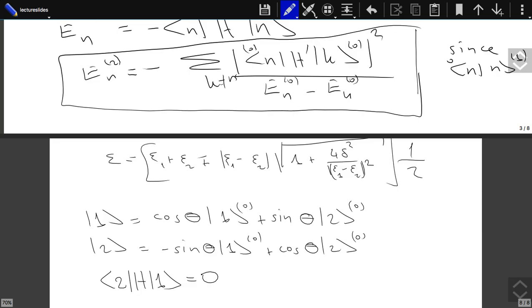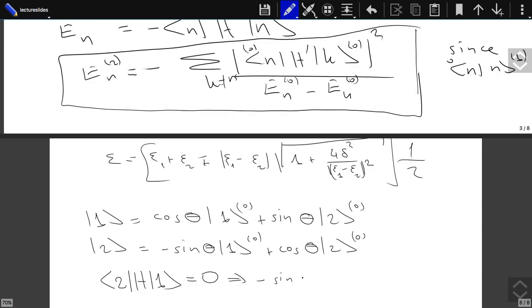Why? Because H acting on state 1 will give you some energy eigenvalue times the first state. The energy eigenvalue I can just take out of the matrix element, and what remains is the overlap of 1 and 2, but they have to be orthogonal to each other. But this equation tells me... Does it give another condition on theta? Yes. This equation gives a condition on theta, using which I can solve for theta.